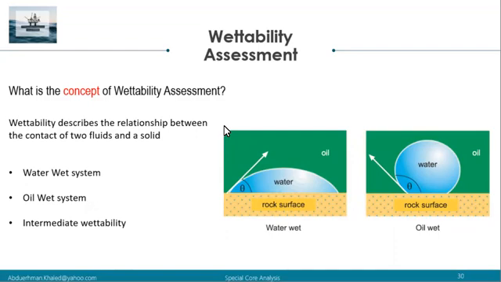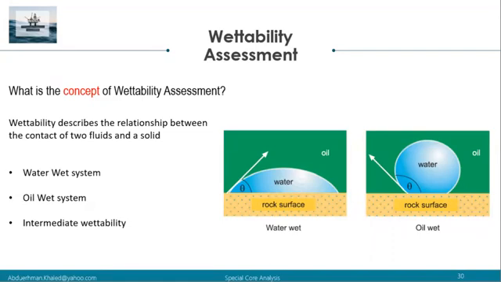Okay, so with multiple phases flowing in the reservoir, understanding the wettability becomes really important. So let's define what wettability is. Wettability describes the relationship between the contact of two fluids and a solid. So this is the system: we should have two immiscible fluids and a solid. And when I say the rock is water wet, that means the preference of a solid to be in contact with water rather than another fluid. And the type of contact is characterized by the contact angle between the fluids and the solid.